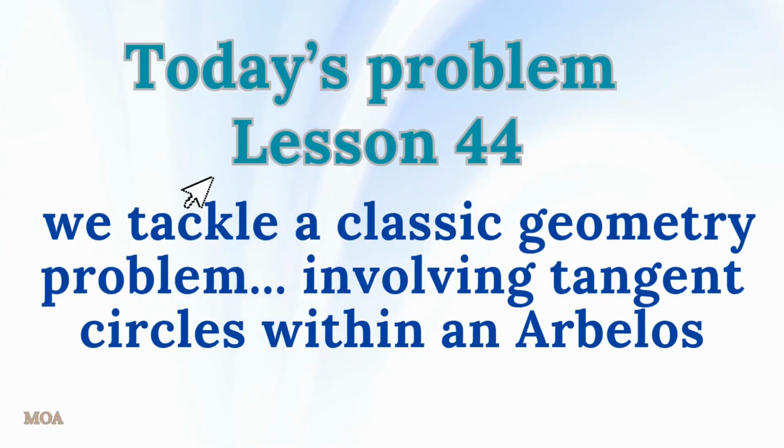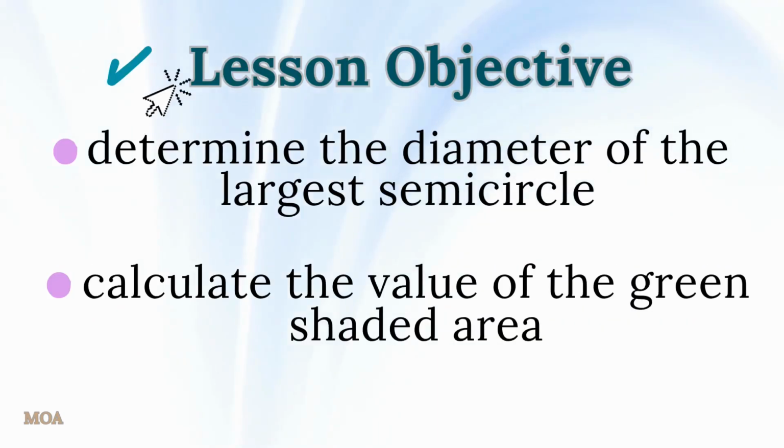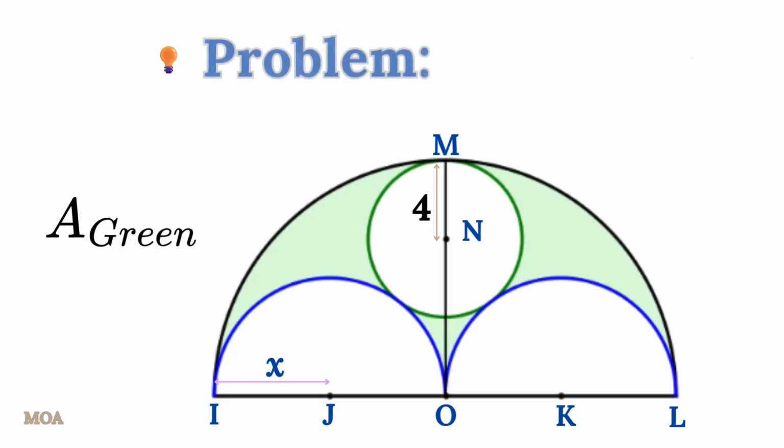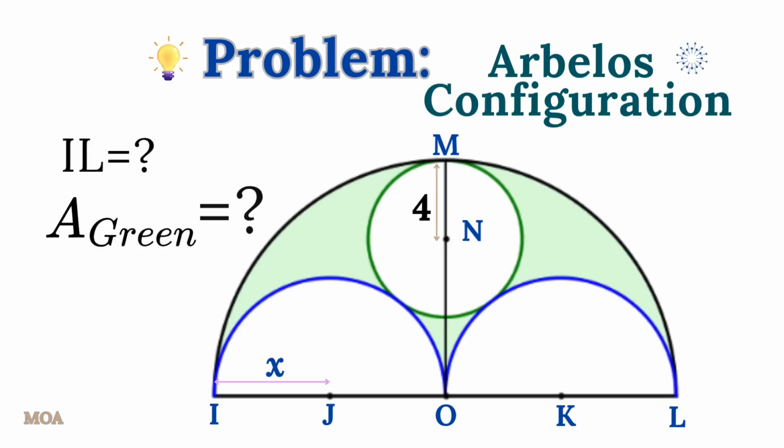In Lesson 44, we tackle a classic geometry problem involving tangent circles within an Arbelos. Since many students still struggle with this configuration, we break down a step-by-step method for solving it with mathematical precision. The objective of this lesson is to determine the diameter of the largest semicircle, and then calculate the value of the green shaded area. In this problem, let us consider the Arbelos configuration.